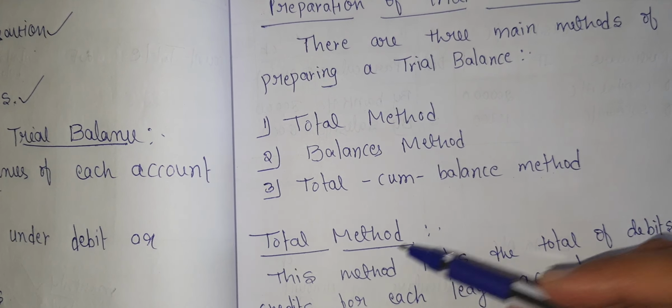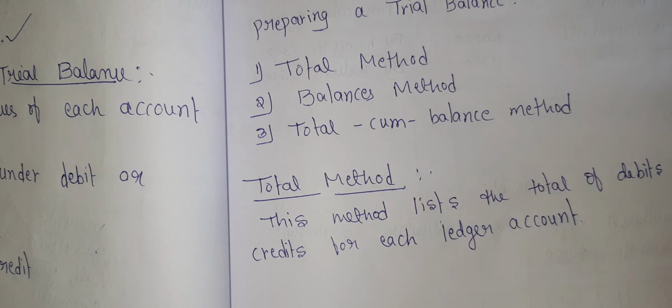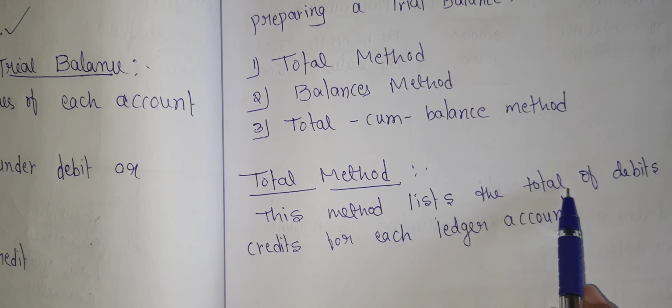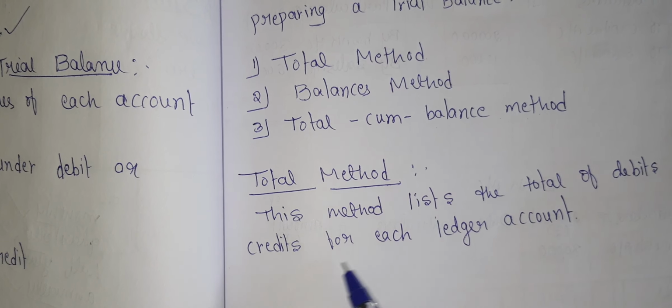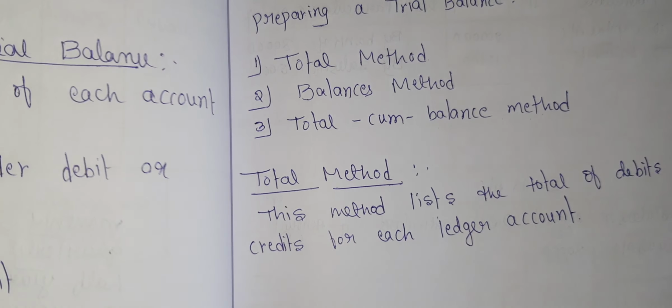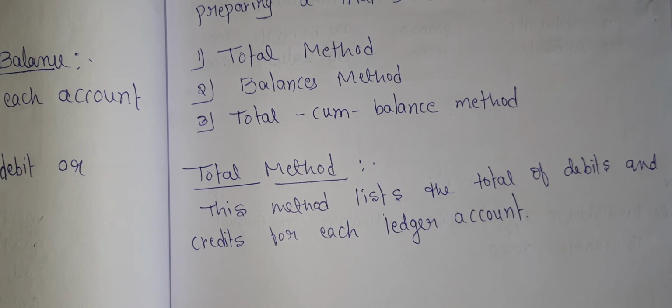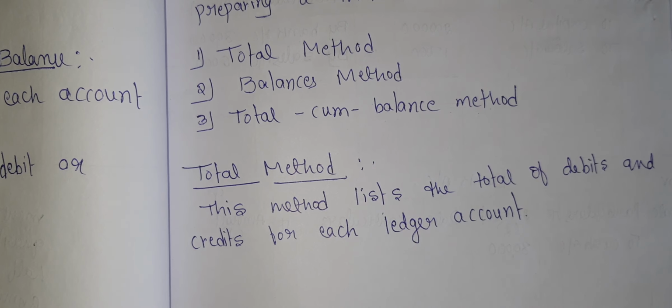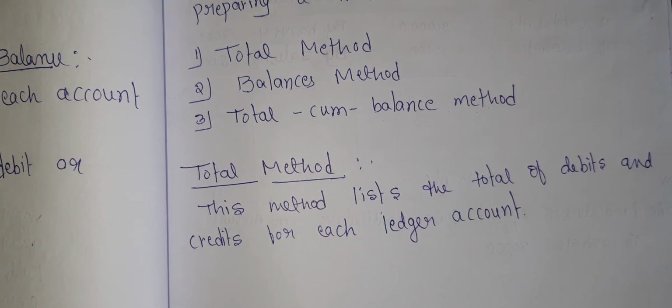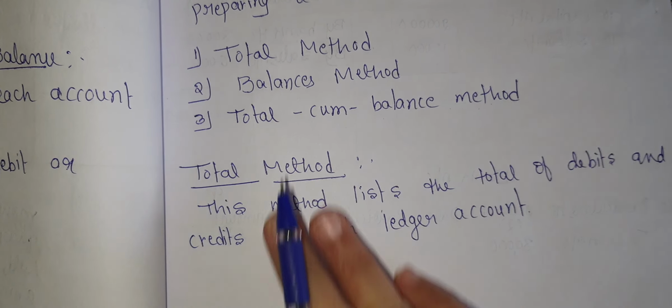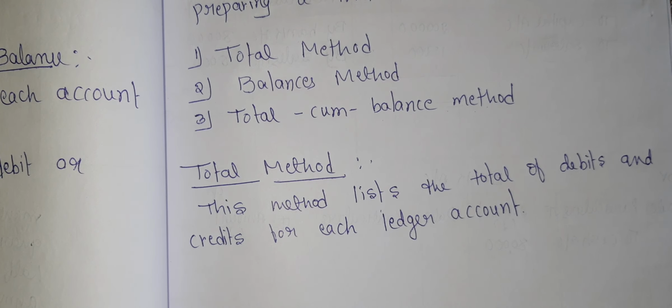In that, the first one is the total method. This method lists the total of debits and credits for each ledger account. So in this method, we will record only the total of debits and credits for each ledger account. Okay, so here I will explain this total method through one example.